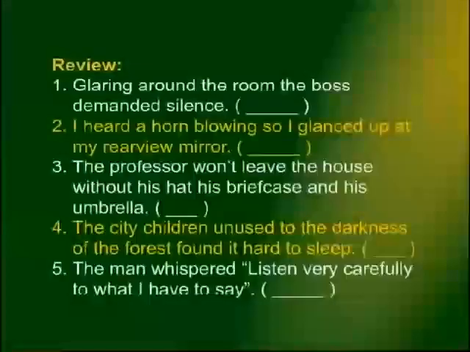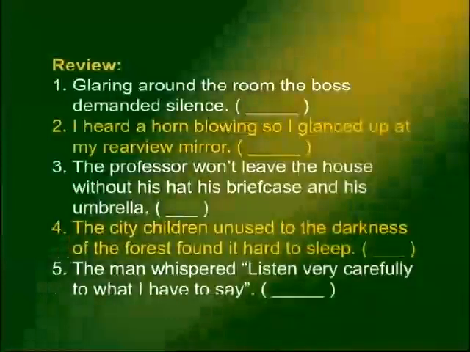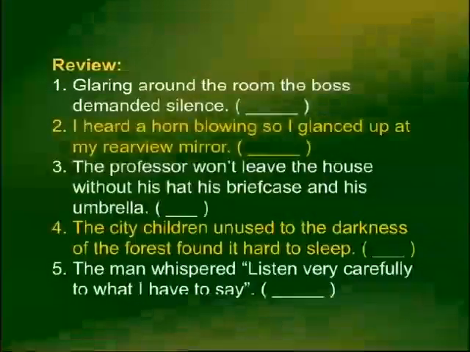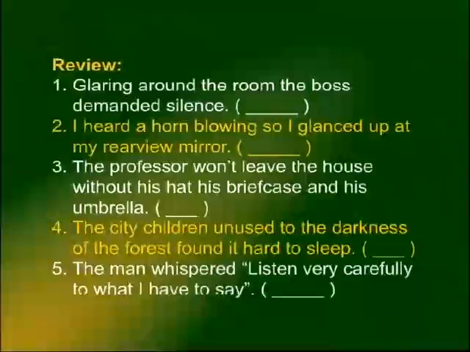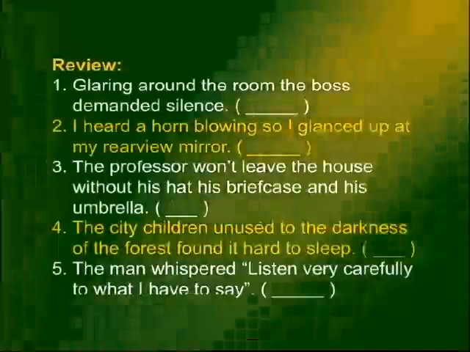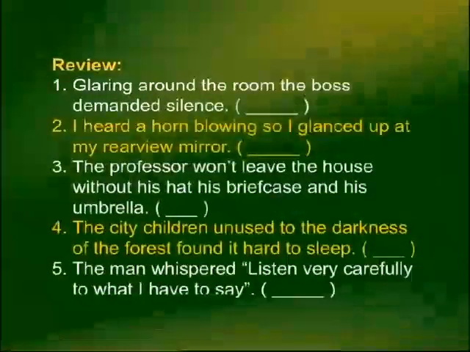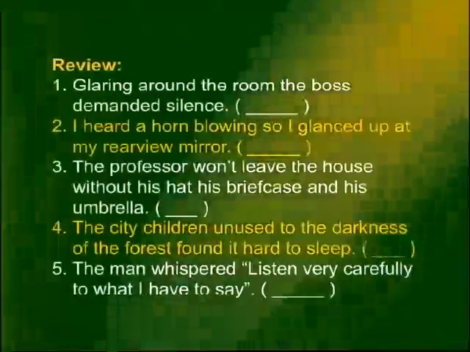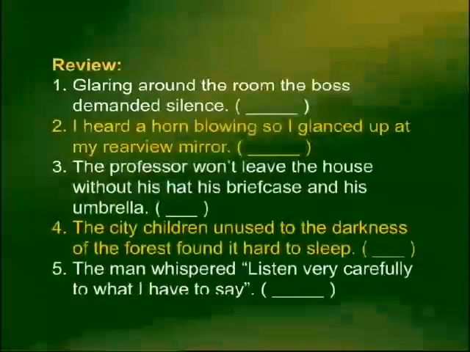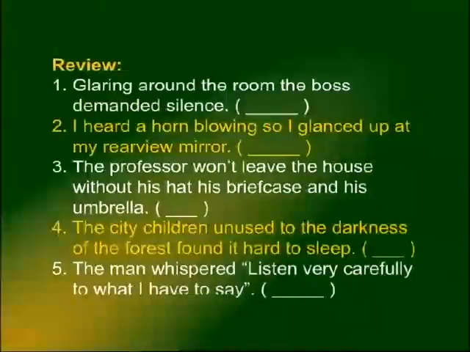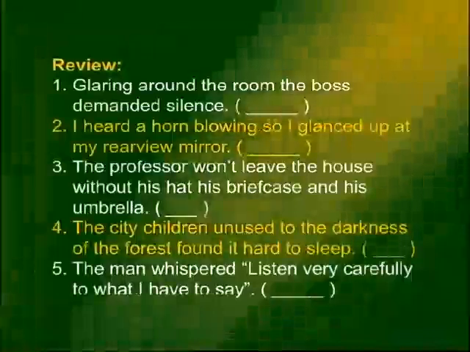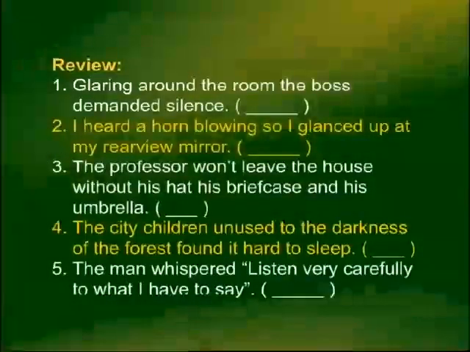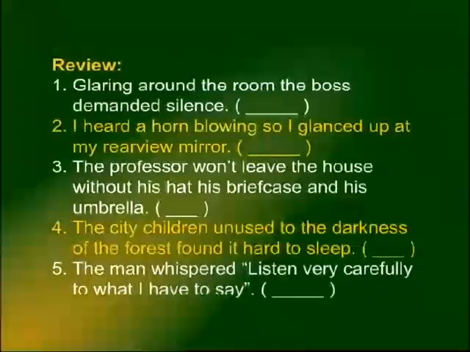Look at these sentences. Now, in sentence number 1, glaring around the room, the boss demanded silence. Which rule is this one? Is it rule A, B, C, D, or E? Simple. It is rule B. And the comma will come after the word room. Sentence number 2. I heard a horn blowing, so I glanced up at my rear view mirror. Which rule is this?